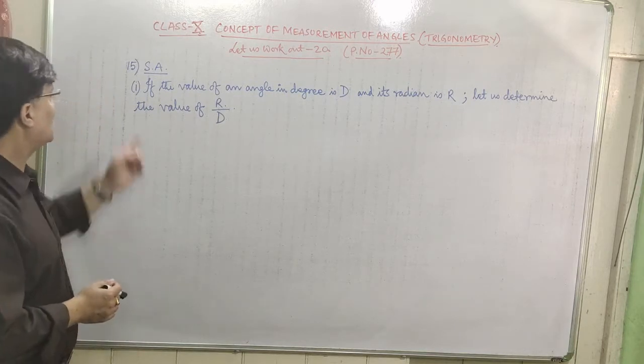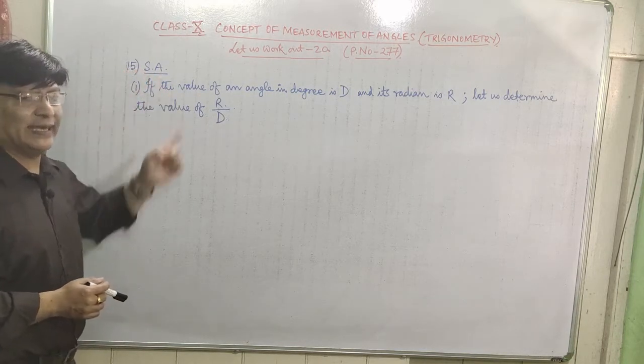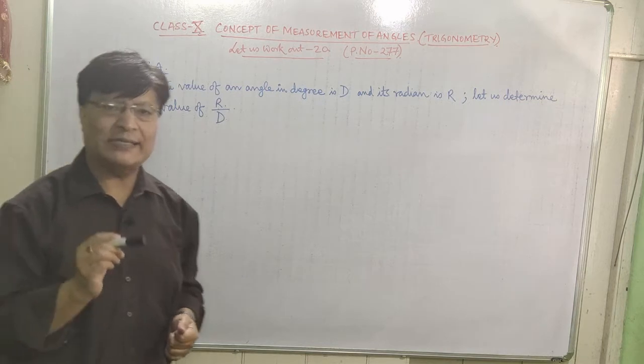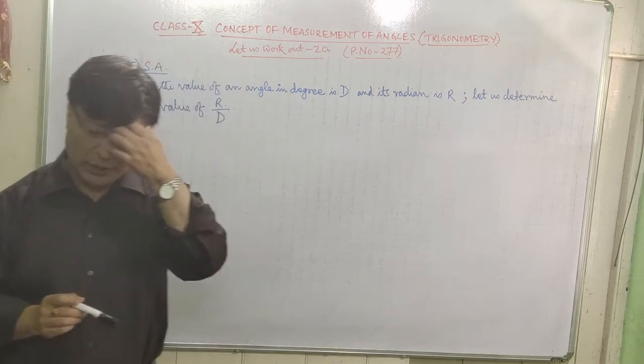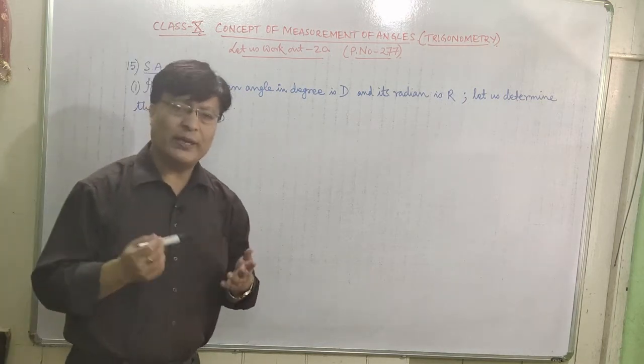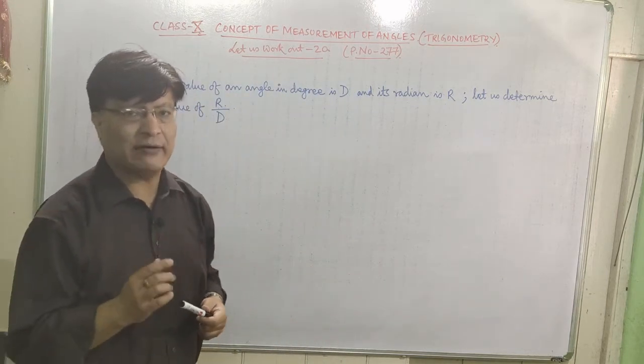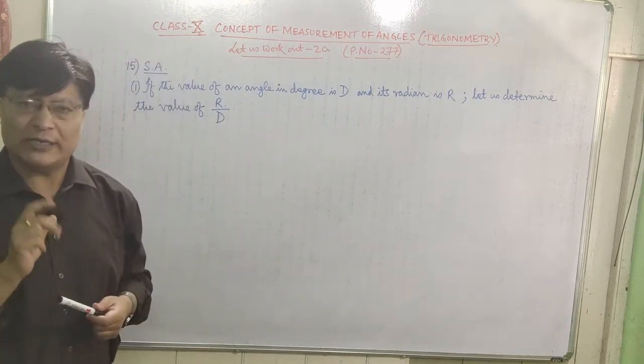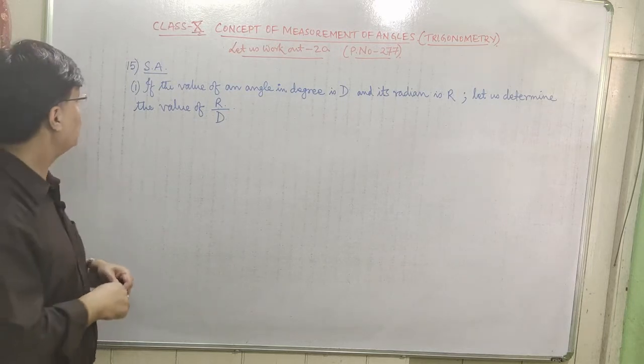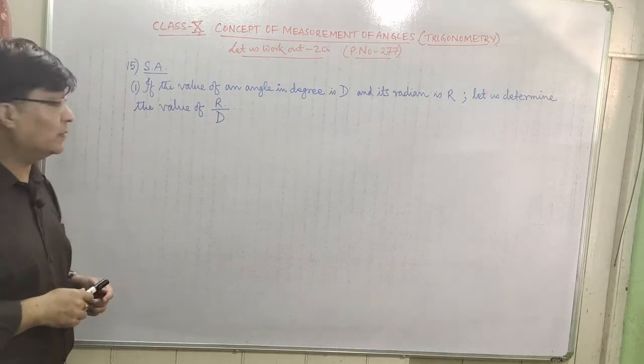Okay, so now let's do question number 15 SA. SA means short answer type of question. So in your Madhyamik Pariksha, you may get questions from short answer type also, which carries 2 marks for each problem. Okay, so let's do question number 1.